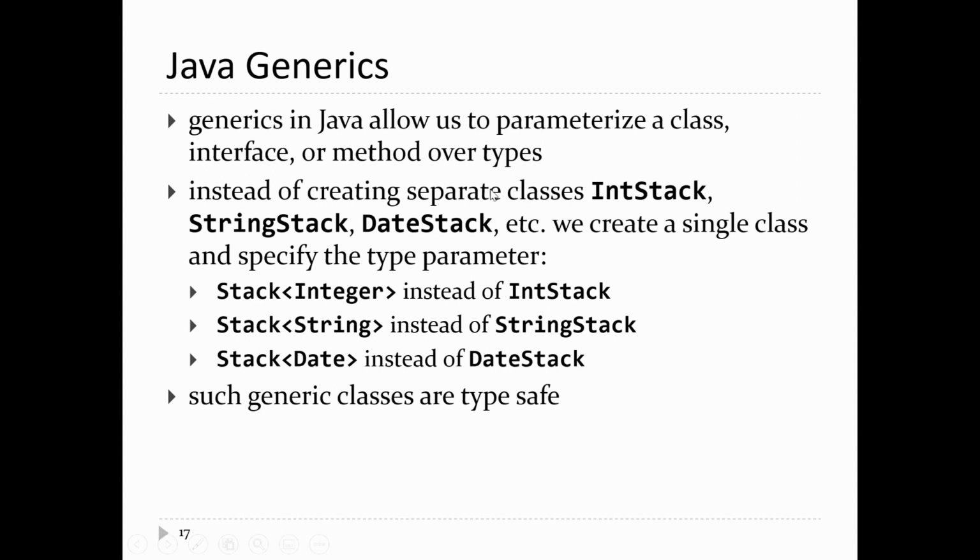This lets you, instead of creating separate classes like int stack, string stack, date stack, et cetera, make one class where the user specifies the element type that they want to use. And you're used to the syntax by now because you've been using lists and sets and maps since early in the course. So you make a stack of integer instead of writing int stack, a stack of string instead of string stack, a stack of date instead of date stack, and so on. Now the advantage of this approach is that Java's generic type mechanism is almost completely type safe. You have to try very hard to break type safety.